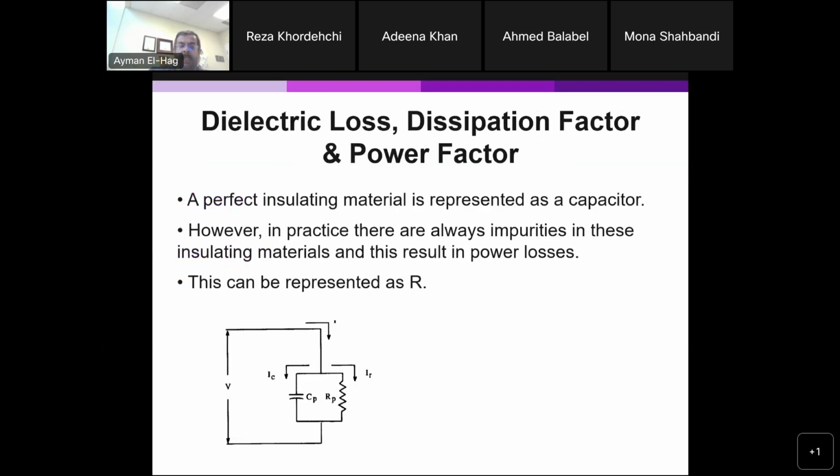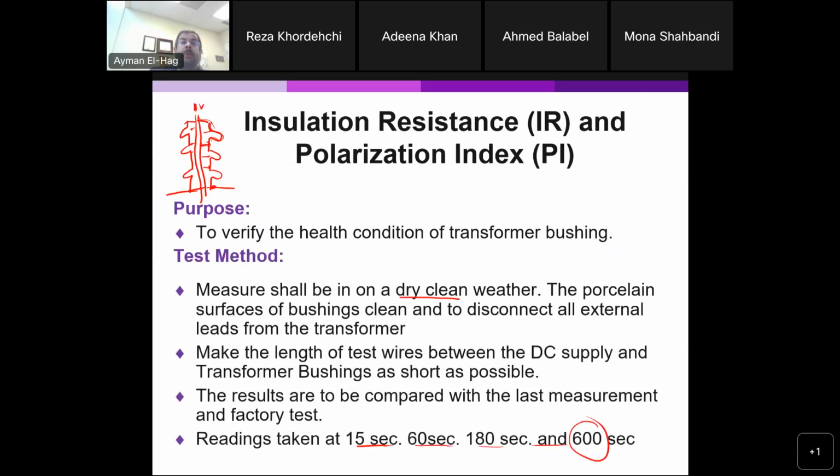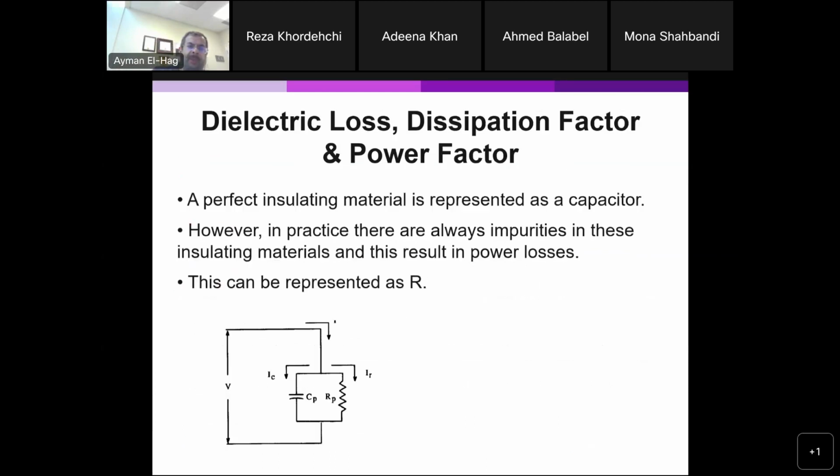Now, when it comes to transformer dryness, we usually wait around 1 minute, because I am basically measuring the insulation resistance of the whole winding. That is a huge capacitor. So you have to wait for 1 full minute until the capacitive current dies out. For a bushing, it is much less. Now, if you have a power transformer, the bushing is huge, then you have to wait more time.